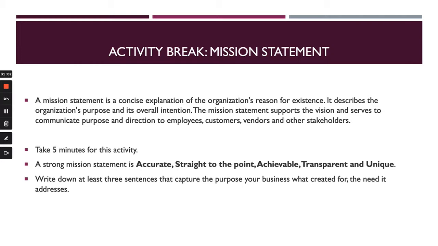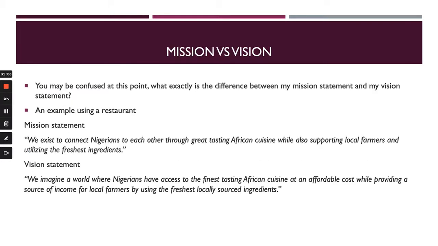Awesome. Thank you everybody for doing that exercise. So let's move on to the next thing. Mission versus vision. So at this point you may be confused. What exactly is the difference between my mission statement and my vision statement? So I'm just going to give you an example using a restaurant.